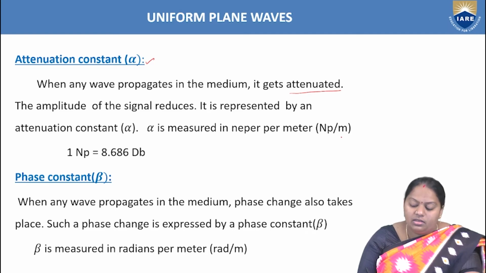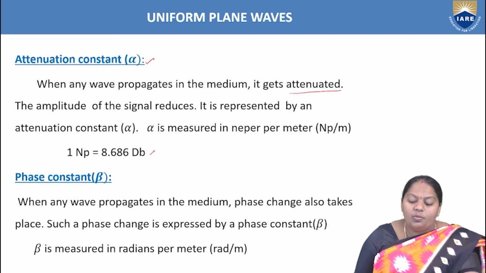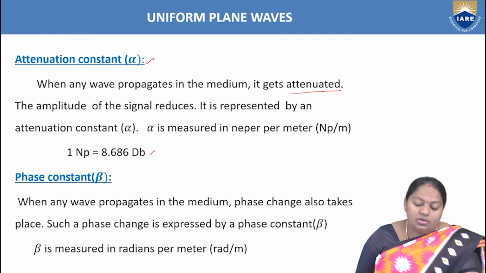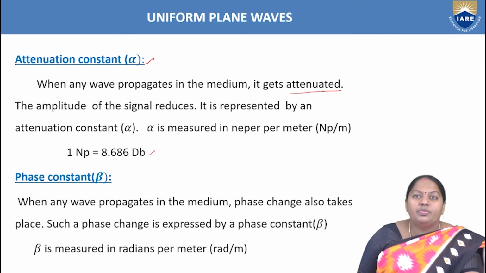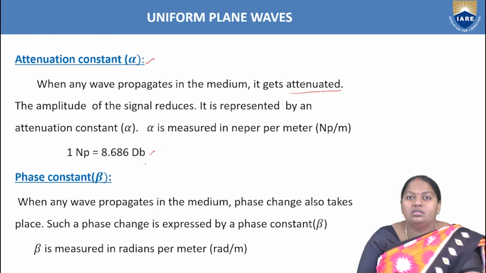There is a relation between Nepers and decibels: 1 Neper is equal to 8.686 decibels. When any wave propagates into the medium, it gets some attenuation, meaning the amplitude of the wave is reduced. That constant is denoted by the attenuation constant alpha. Sometimes it is measured in Nepers per meter and sometimes in decibels. That's why there is a relation between Nepers and decibels: 1 Neper equals 8.686 decibels.